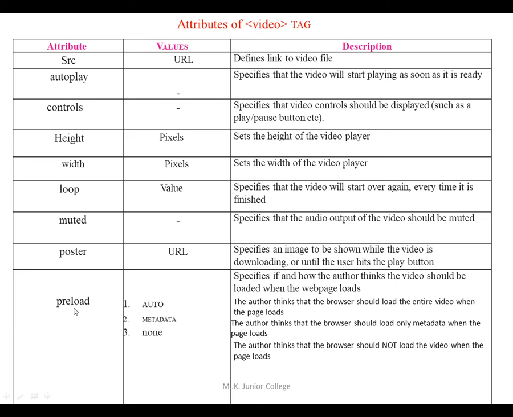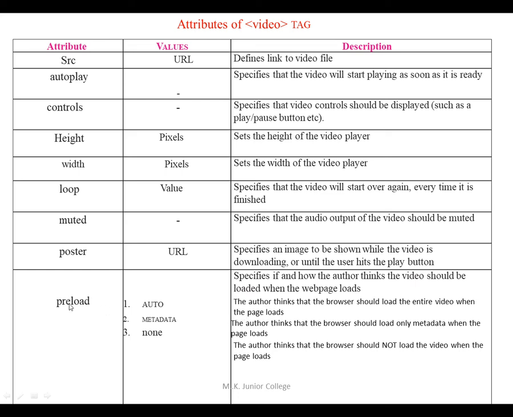Next is preload. Preload is one of the attributes having 3 values. First is auto, second is metadata, and third is none. What is this preload? It specifies if and how the author thinks the video should be loaded when the web page loads. If you mention preload equals auto, the author thinks that the browser should load the entire video when the page loads.